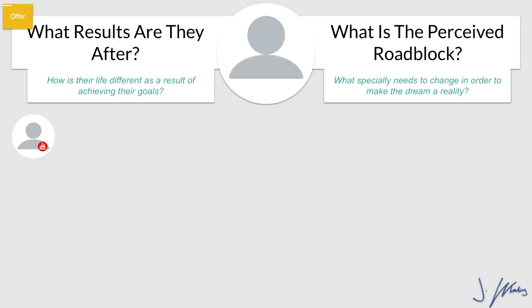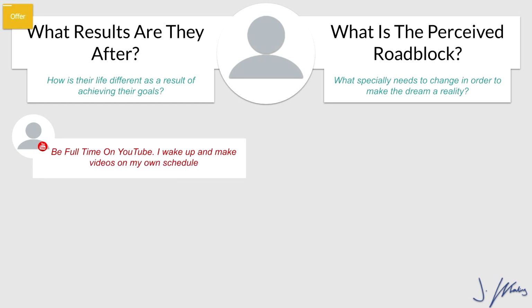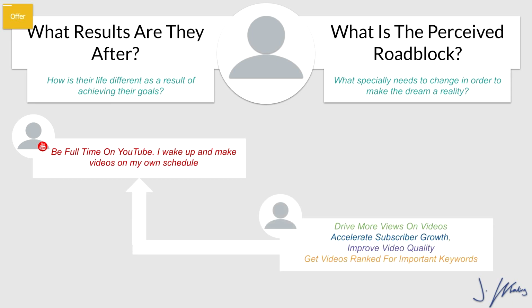So let's quickly go through an example here. Someone who wants to grow a YouTube channel. What results are they after? They want to be full-time on YouTube, wake up and make their own schedule, and just enjoy having an income making videos. Okay, great. So what do they think is getting in the way of being full-time on YouTube? Well, they probably think they need to drive more views to their videos. They want to grow faster, improve their video quality, and get their videos ranked.